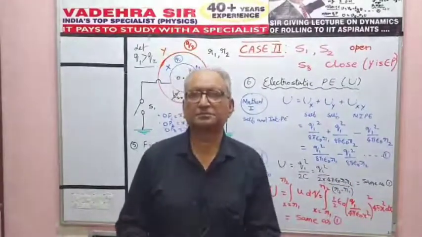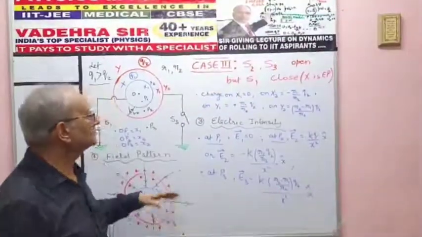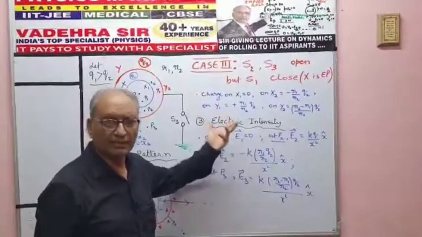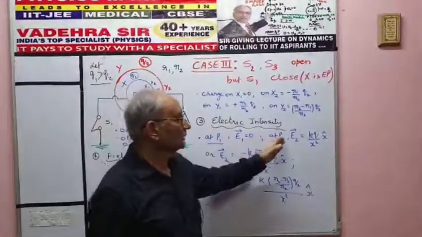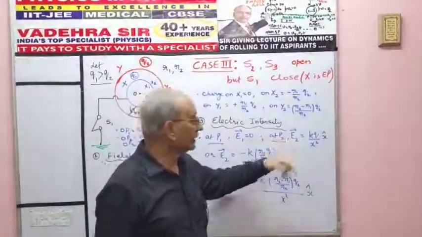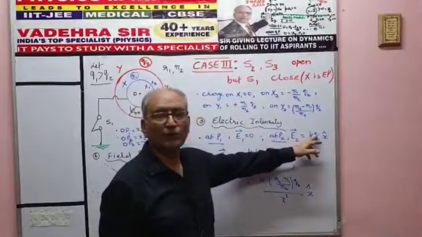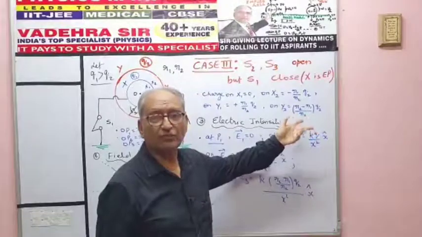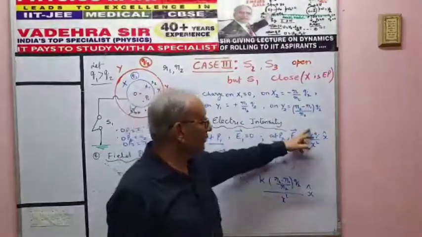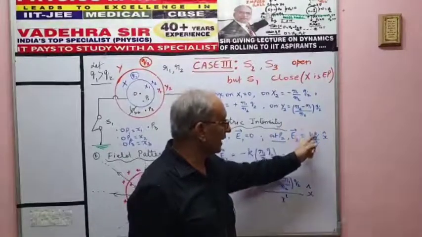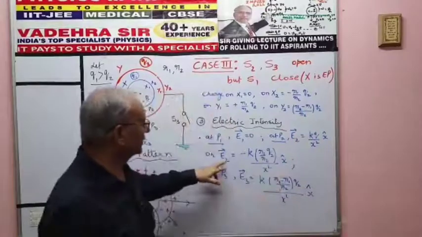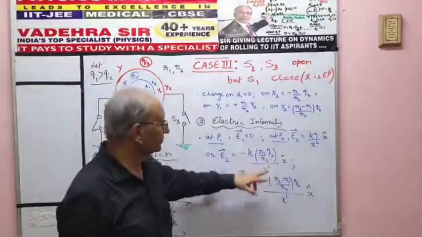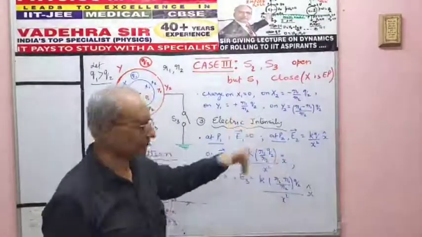Regarding electric intensity, at P1, E1 vector is 0, intensity is 0. At P2, the field is due to small q, which we had assumed, and which is a negative fraction of q2. So q upon x square x cap, I replace the value of q. So E2 arrow is minus k r1 upon r2 q2 upon x square x cap.